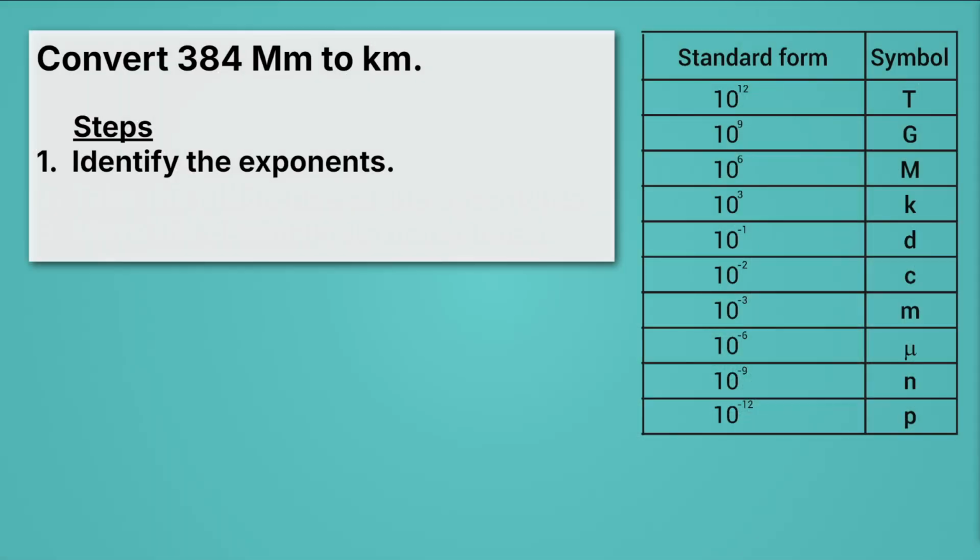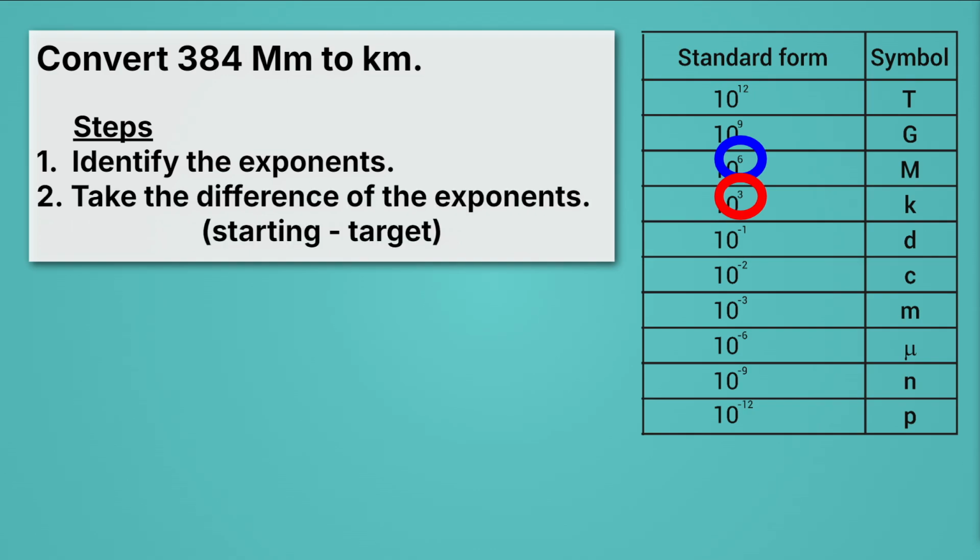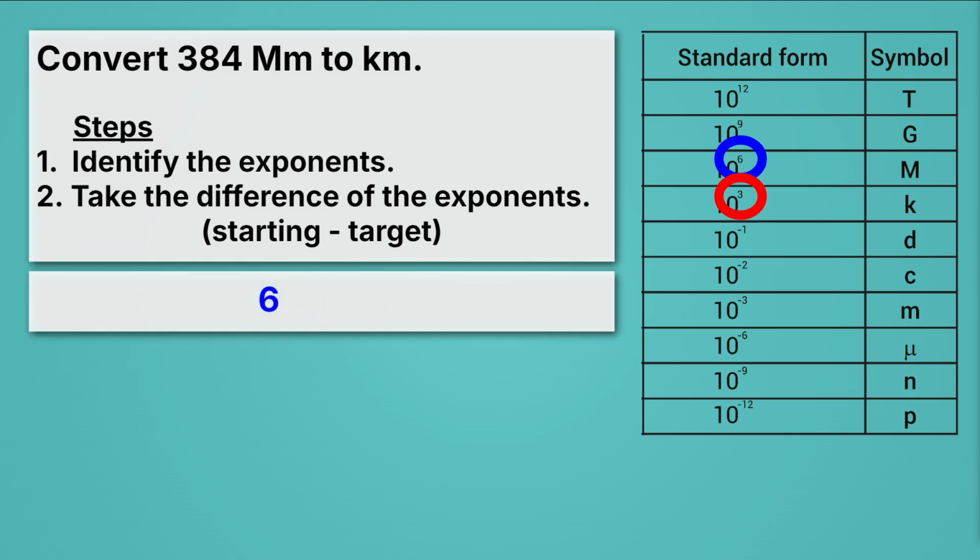So, here are the steps. First, we want to identify the exponents that go with our prefixes. Notice that mega goes with 10 to the positive 6, while kilo goes with 10 to the positive 3. We'll take those exponents and take the difference: starting minus target. So we're starting in mega, so we'll take 6 and subtract the prefix we're going to, which is kilo, which has an exponent of 3. Remember, the exponent is just that number up top above our 10. So 6 minus 3 gives me a positive 3.